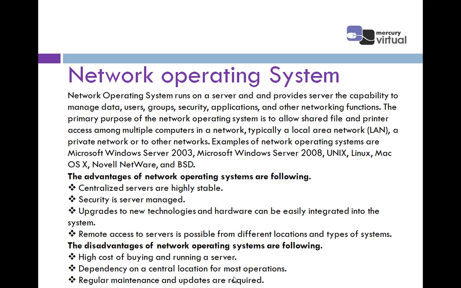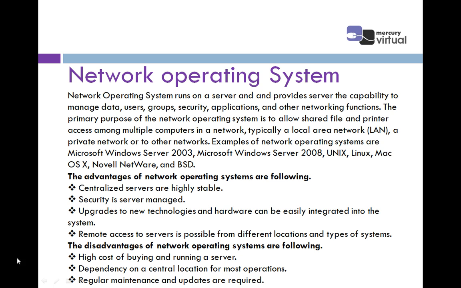The next one is the network operating system. Network operating system runs on a server and provides the server the capability to manage data, users, security, applications, and other networking functions. The primary purpose of the network operating system is to allow shared file and printer access among multiple computers in a network. Means in the network operating system, we are using the network.